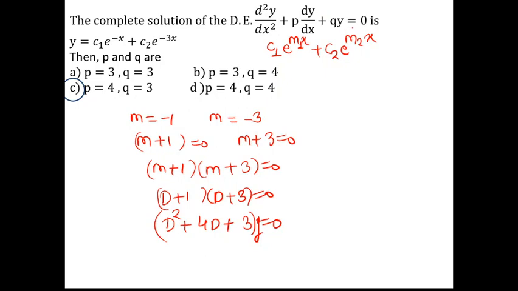We can identify them by taking advantage of the fact that here the right hand side is 0 and this is completely a complementary function. Okay, so I hope you must have understood this. Now let's have the next question.